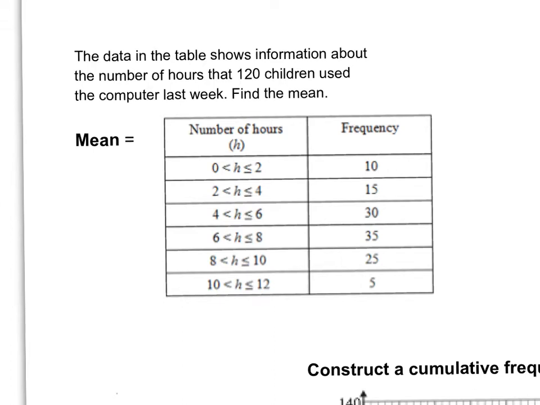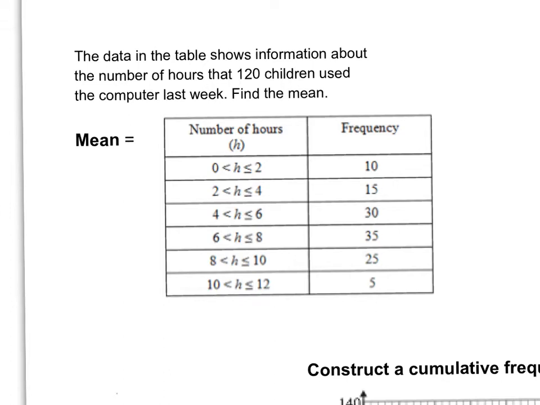They took the data on that. And 10 of them used computers from 0 to 2 hours, 15 from 2 to 4, 30 children used computers for 4 to 6 hours, and so on. And we want to find the mean. Well, if we only had individual data points, we'd add them all up and divide by the number of data points we had. But that's not what we have.